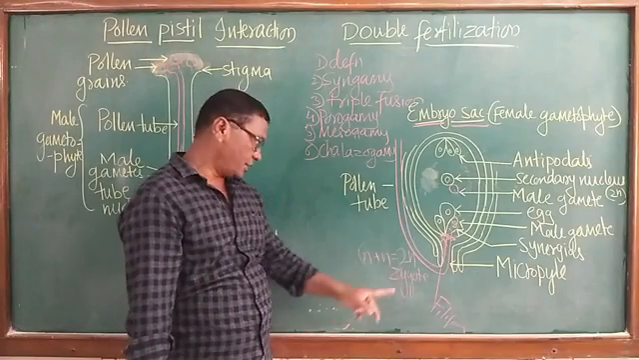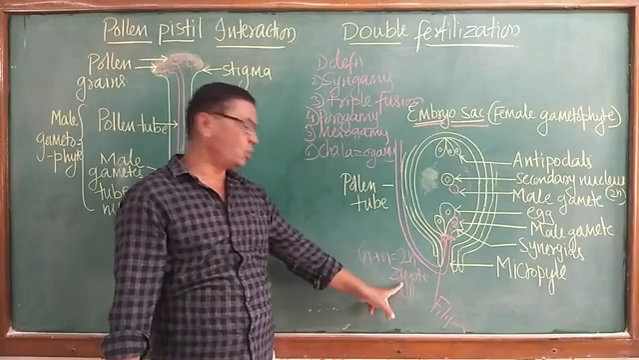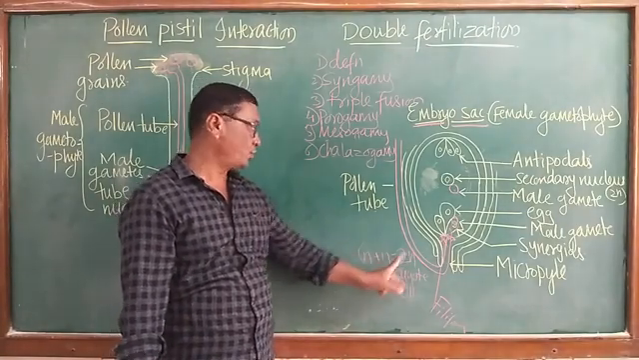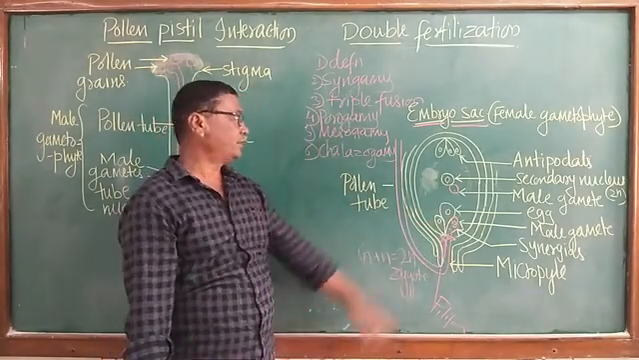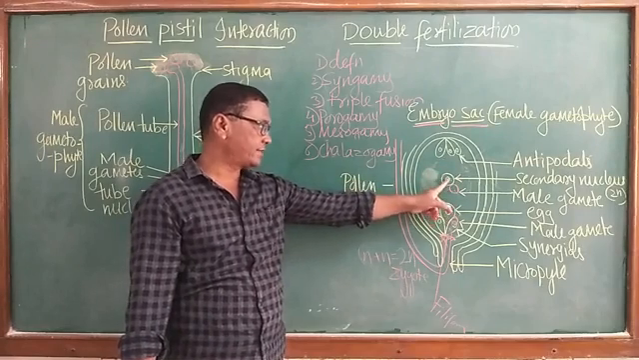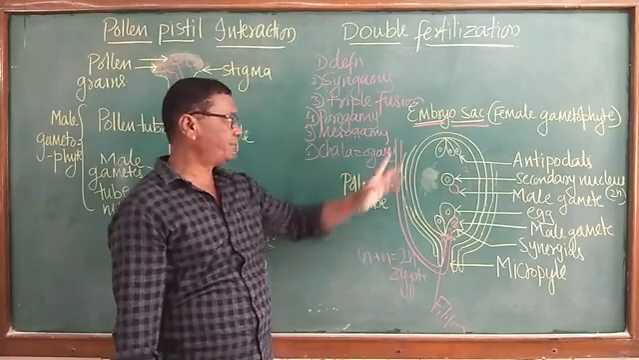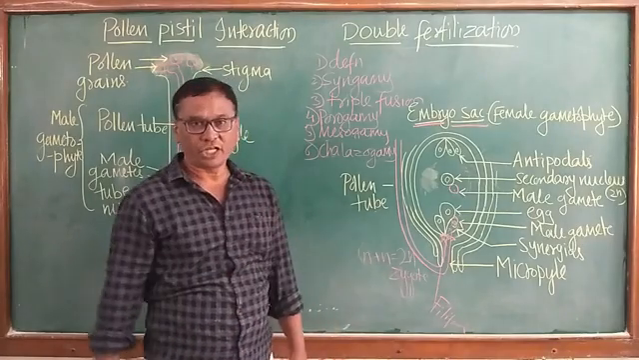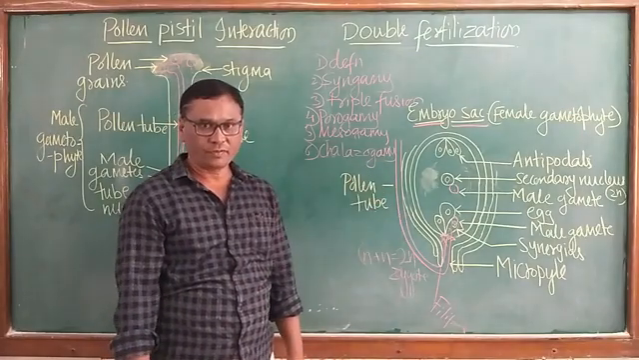The technical term for the first fertilization, the formation of the diploid zygote, the future embryo, is syngamy. And the technical term for the fusion of 2n, the secondary nucleus, plus n of the male gametophyte, is triple fusion. This is how the process of fertilization is carried out in angiosperms.